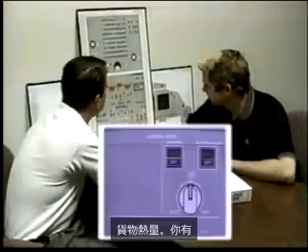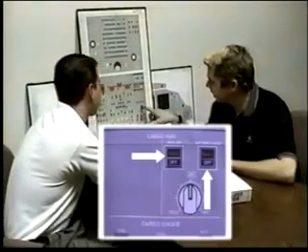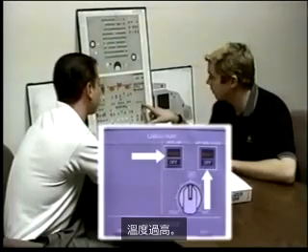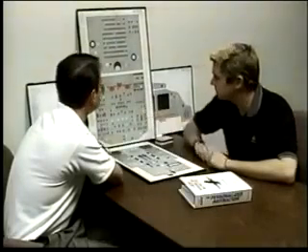Cargo heat. You have a hot air and an aft isolation valve. Pretty simple. Hot air means it's too hot. It's an over temperature. Aft isolation valve disagreement.